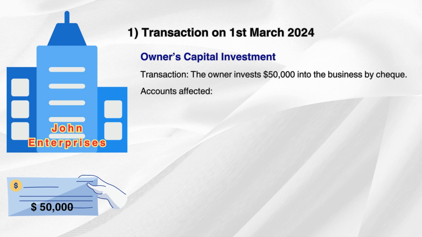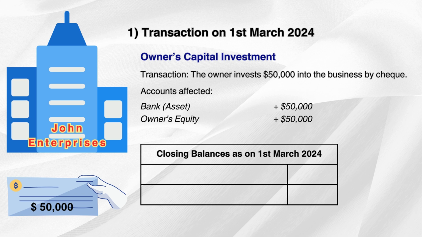Due to the receipt of the cheque of $50,000 by the company, the bank balance, which is an asset, will increase by $50,000. Since amount is invested as capital investment from the owner, the owner's equity will also increase by $50,000. Thus, the closing balances on 1st March 2024 will be as per this chart, where bank balance will be $50,000 and owner's equity will be $50,000.